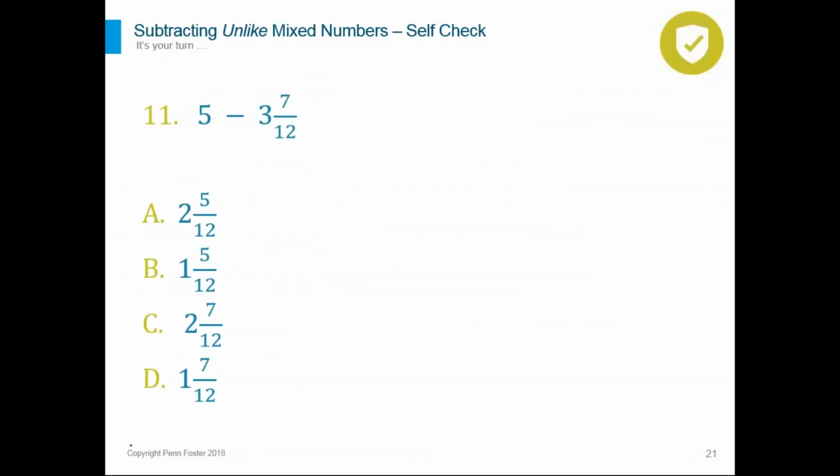Self-check question. This is the last question, I promise. Again, 5, a whole number, minus a mixed number, 3 and 7 over 12. How can we do that? It's a subtraction, so we have to do more steps than if it were an addition problem. What do you think? How can you do that? Write down the problem, do the same steps, and then decide on your answer.